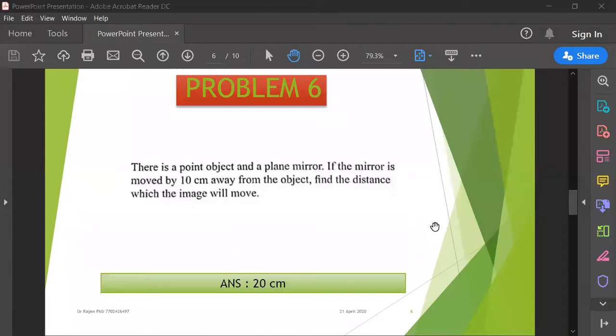Yes, students, problem number 6. There is a point object and a plane mirror. If the mirror is moved by 10 centimeters away from the object, find the distance which the image will move. That means the distance moved by the image due to mirror movement. That is our present problem. This problem is based on object distance equal to image distance. So that is the concept.